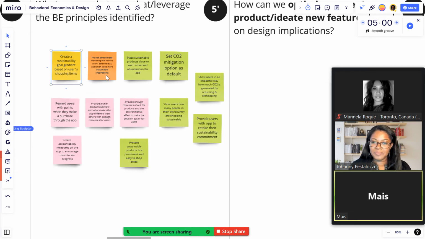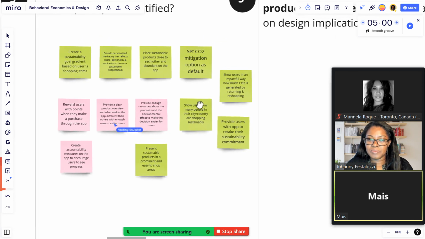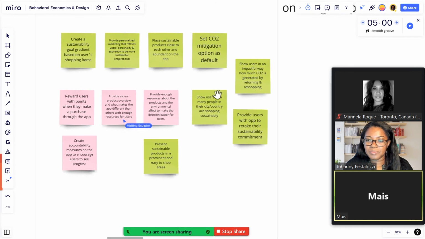I can go. I started with, reward users with points when they make a purchase through the app. I also wrote, provide a clear product overview and make the app different from others with enough resources for users, so users don't have to do the work themselves, it's already presented. I also added, provide enough resources about the products and the environmental effect to make the decision easier for users. Also, create accountability measures on the app to encourage users to see progress.